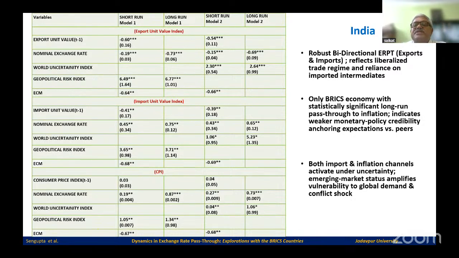For India, robust bidirectional ERPT, exports and imports for both, reflects impact of liberalized trade regime and reliance on imported intermediates. Only BRICS economy with statistically significant long-run pass-through to inflation indicates weaker monetary policy credibility, anchoring expectation versus peers. Both import and inflation channels activate under uncertainty. Emerging market status amplifies vulnerability to global demand and conflict shocks.